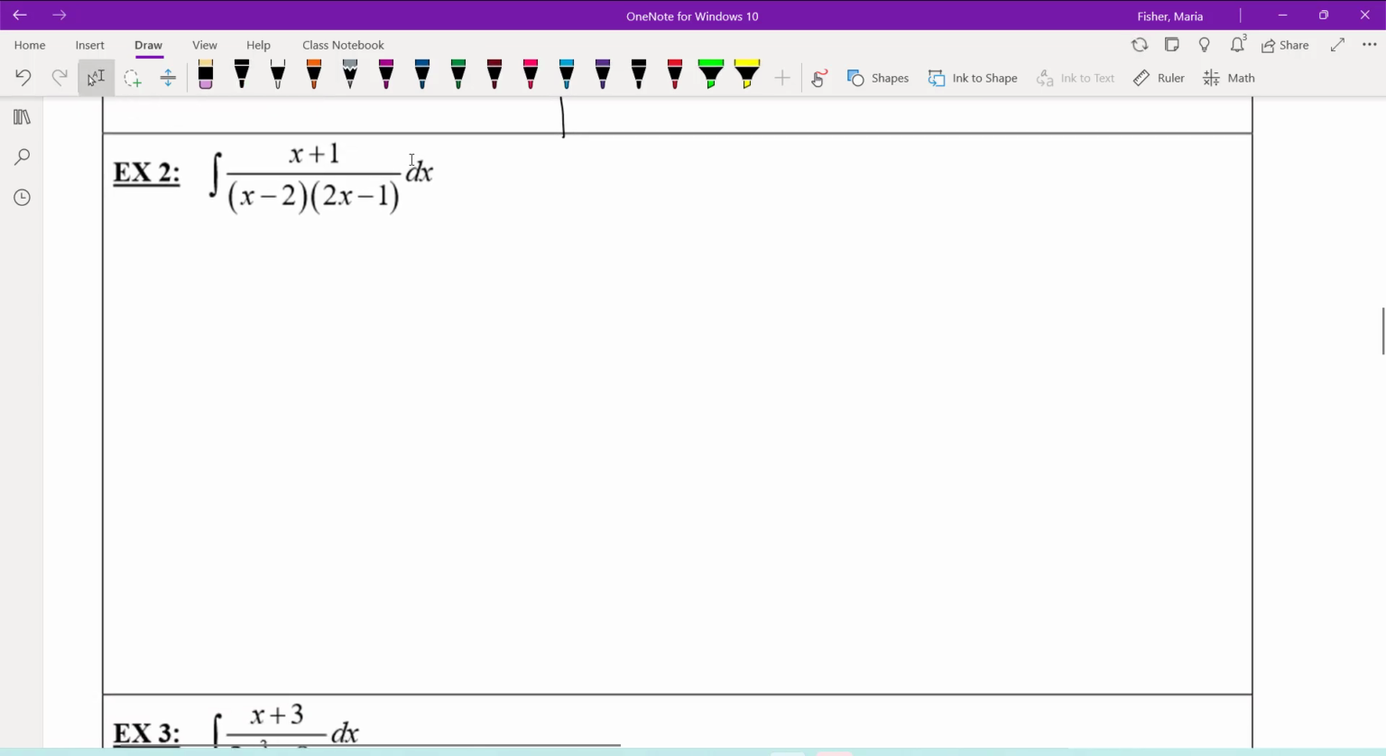Let's look at number 2. I have the indefinite integral of (x plus 1) over (x minus 2)(2x minus 1). The first thing I need to do is set up that partial fraction decomposition.